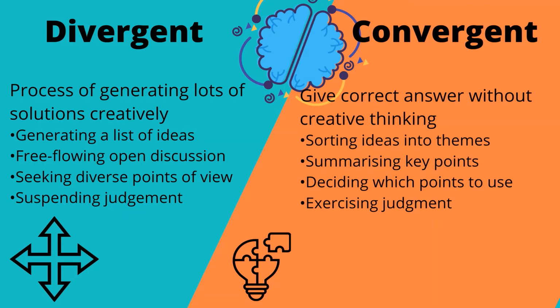In order to be creative, we will need to separate our mind into divergent and convergent thinking. So let's go through what is divergent and also convergent. Divergent is more creative in the sense that they will generate ideas endlessly, free flow, and also seek diverse points of view and suspend judgment whether the idea will work or not. Whereas convergent is more realistic, where you give the correct answer, yes or no, and sort, partition or organize ideas into different teams, different categories, and summarize all the key points, decide what points should be used and exercise judgment on the points to be used.